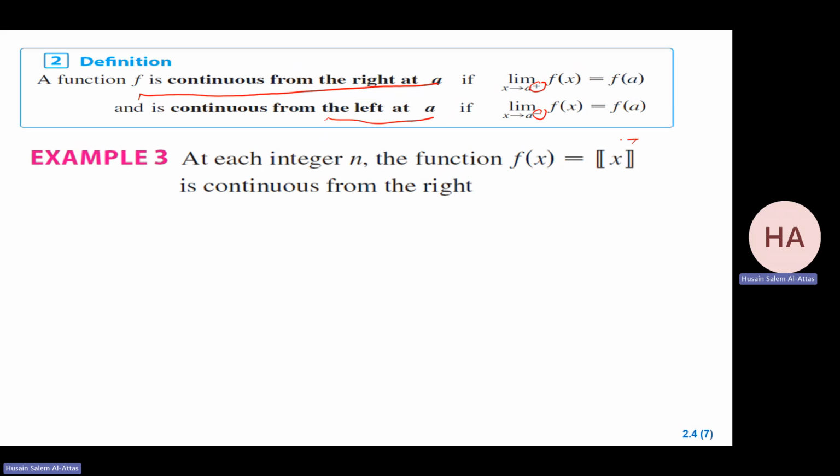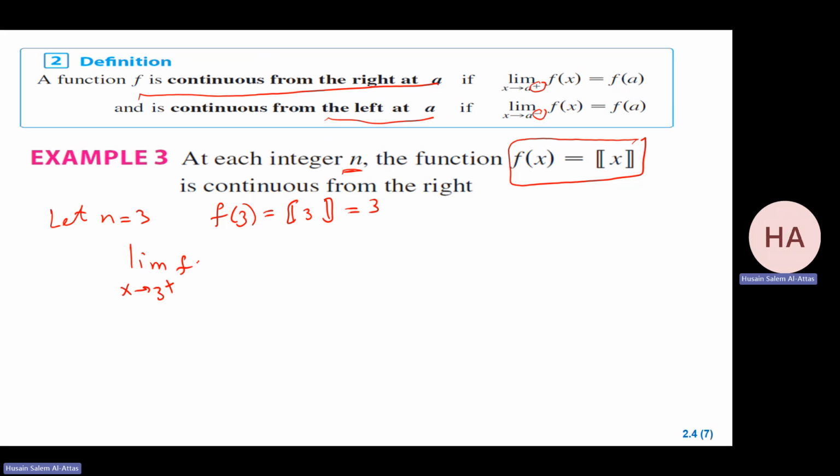So consider this function, f of x equals the greatest integer of x, and take an integer n. Just to see it, let n equal 3. What will be f at 3? It will be the greatest integer of 3, which is 3. What is the limit as x goes to 3 from the right for f of x? We know it before. If I substitute any value more than 3, the greatest integer will make it 3.